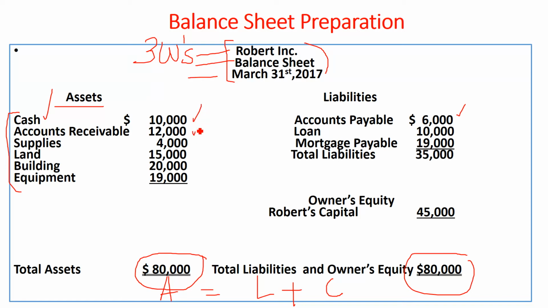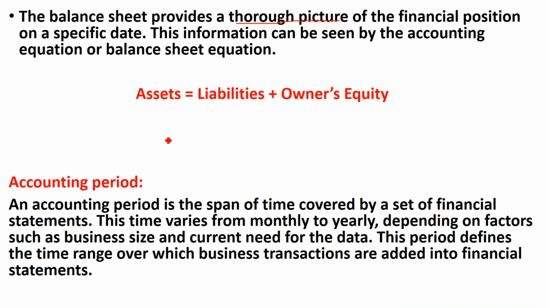how much accounts receivable. Accounts receivable means you have provided services or sold something on credit, so you have to receive these amounts from various customers, and then supplies. So it will give you the financial position. We make the balance sheet on a specific date. So assets is equal to liabilities and owner's equity. This is very important. This is called the balance sheet equation, or the accounting equation.